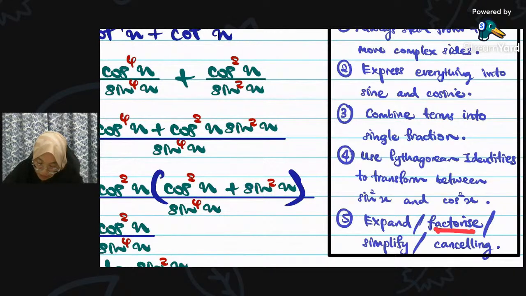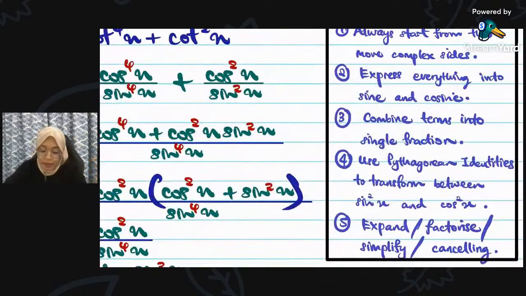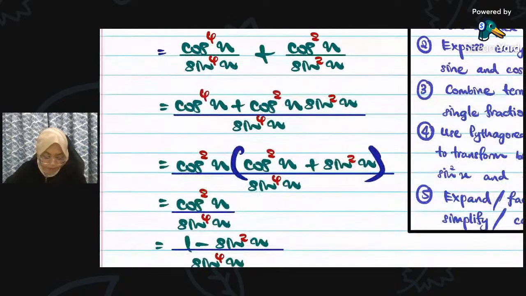Ni ada tak dia kata? Expand ataupun factorize or simplify, cancelling. This is just the tips lah. There is no rigid steps to teach you all in proving. No. There is only tips that we can at least give you guys, or what you can expect, what can you do, what can you start with trying and error. So please don't give up. Just try and error a lot of times.